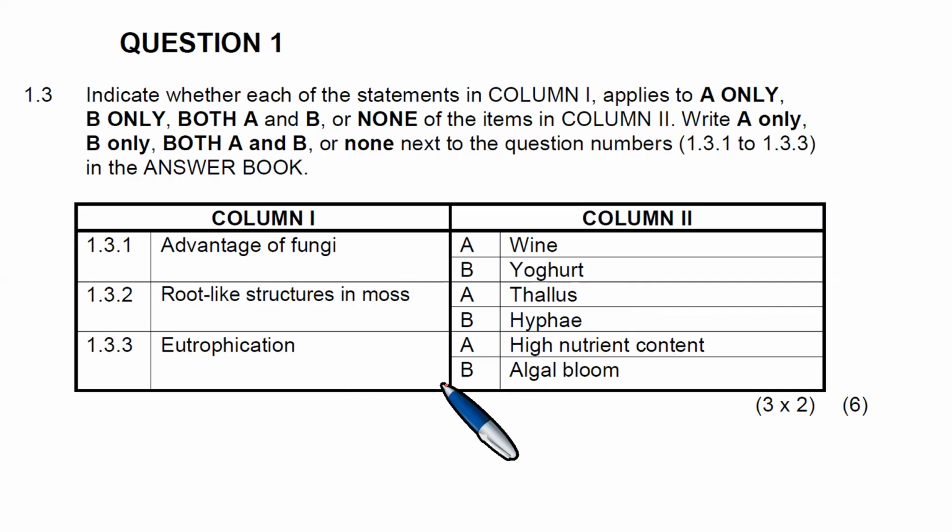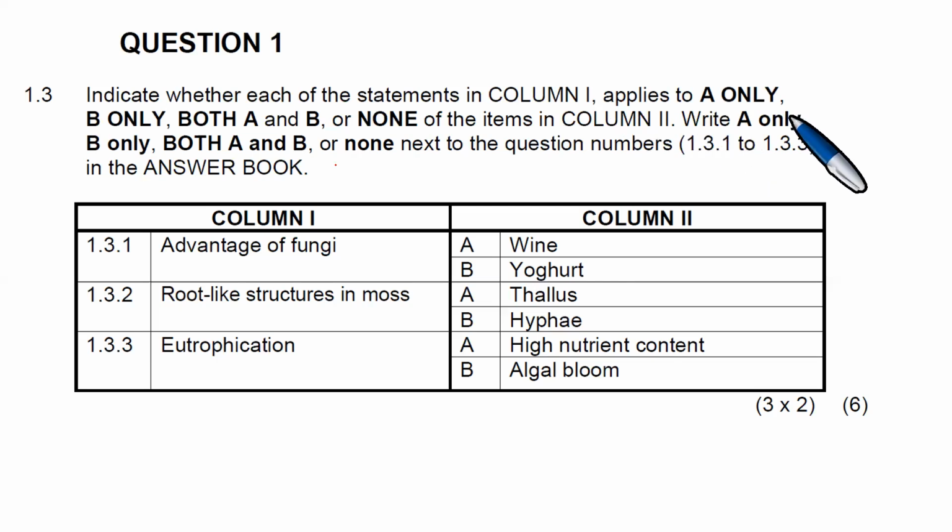So when it comes to eutrophication, high nutrient content, we have what we call the algal bloom. Okay, so we have all these. So the question becomes, in 1.3.1, let's start with 1.3.1 because we're looking at one at a time. So the advantage of fungi, so what should the answer be here? Either you say A only, or you say B only, or you say both A and B. It can be both, or you can say it's none of the items in column 2.